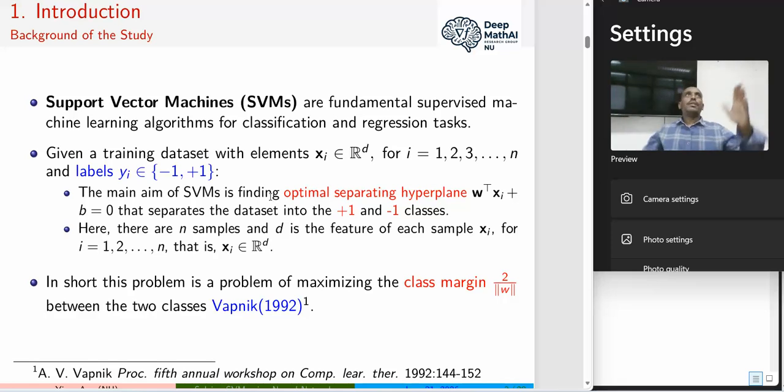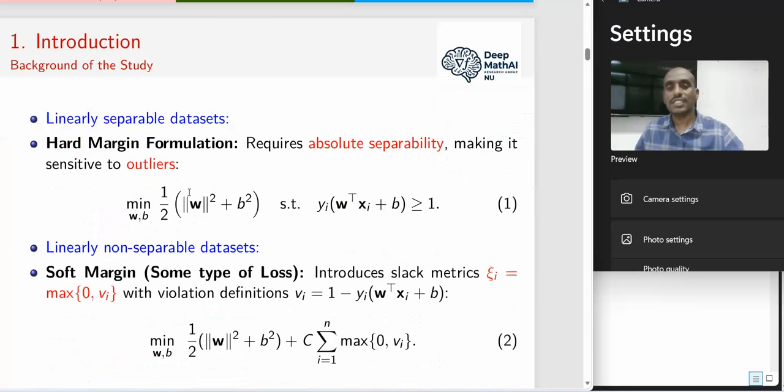So we maximize the margin, which is given by the formula 2 over the norm of W. In this case, W is the weight vector, which is normal to the support vectors. So we maximize this distance, but in other words, this means a minimization problem, which is given by this formula, equation number 1.